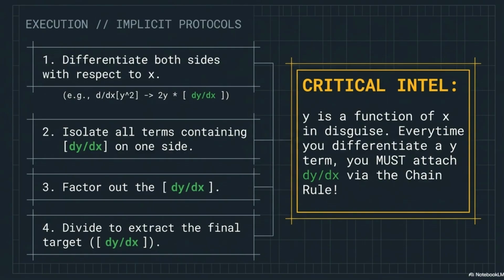Step 1. Differentiate both sides with respect to x. Step 2. Isolate all terms containing dy/dx on one side of the equation. Step 3. Factor out the dy/dx. Step 4. Divide to extract the final target. Critical intel, y is a function of x in disguise. Every single time you differentiate a y term, you must attach dy/dx via the chain rule.